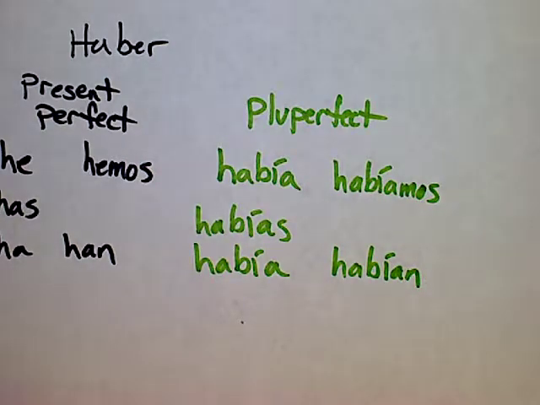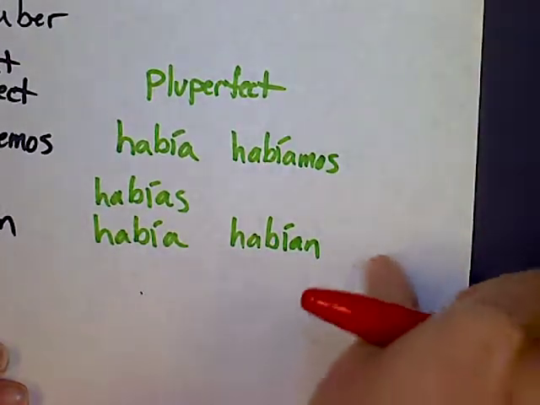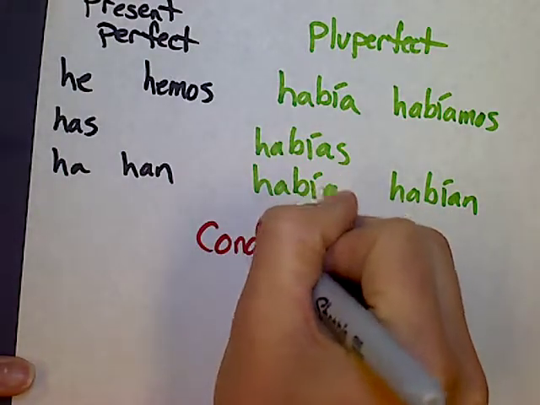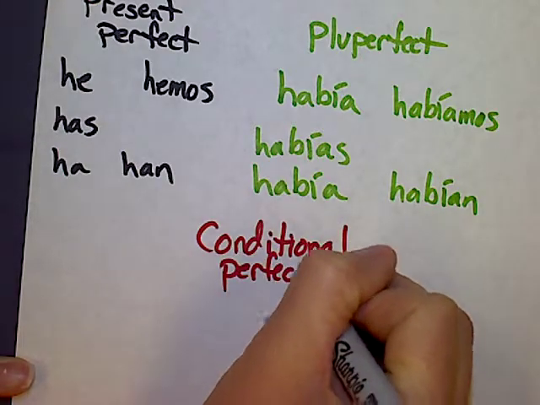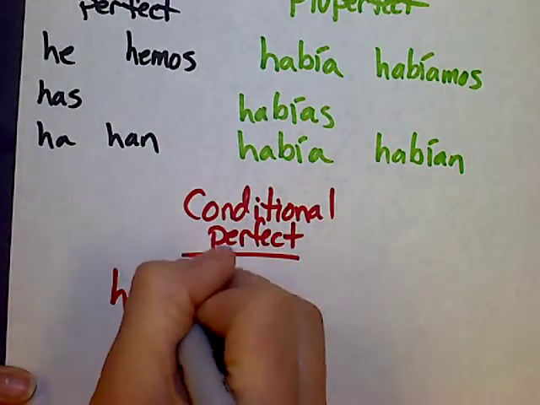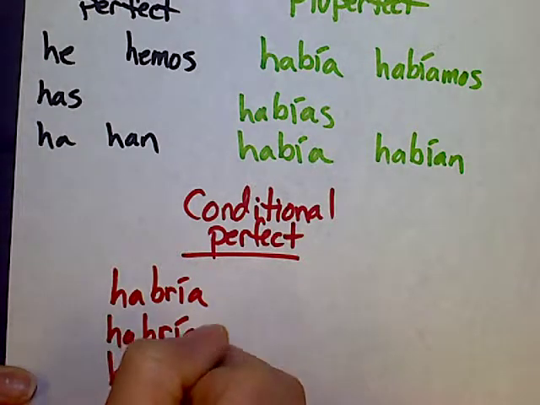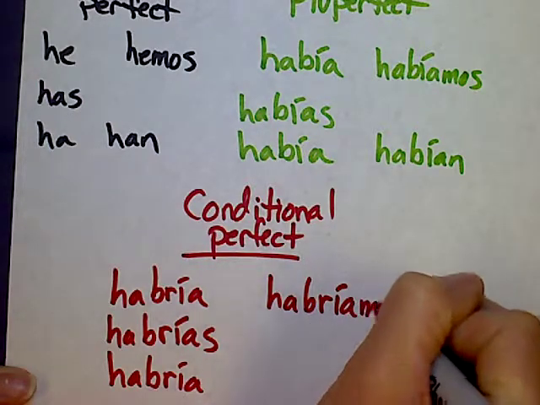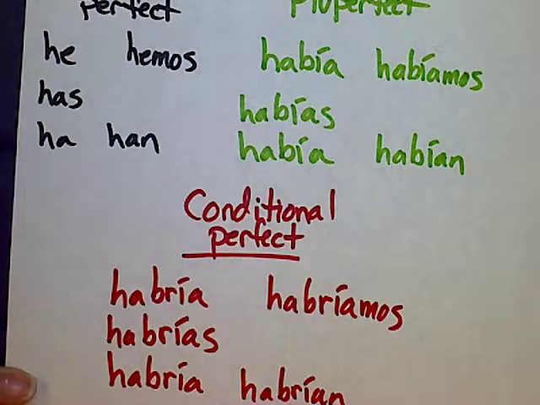And finally, we talk about the conditional perfect, which I don't think I'm going to have space for down here, so I'll add it to the bottom. Conditional perfect, in which we conjugate the verb in the conditional form. So it would be habría, habrías, habría, habríamos, and habrían. So why do we use each one of these?